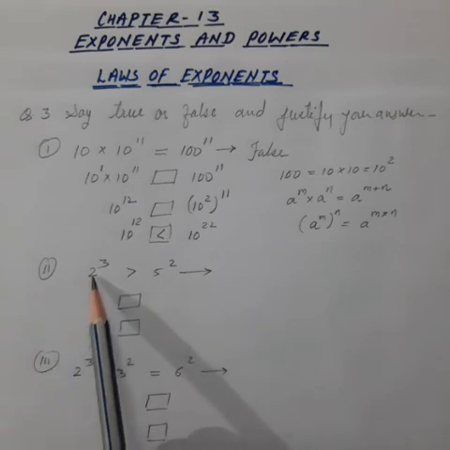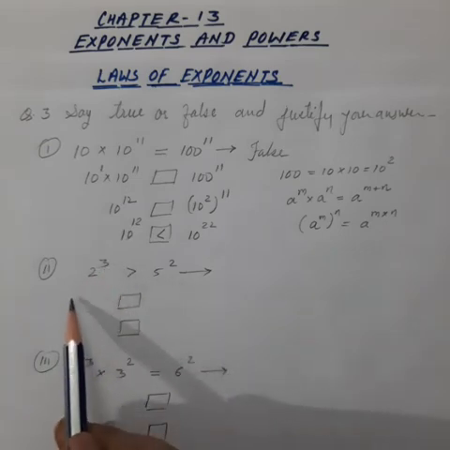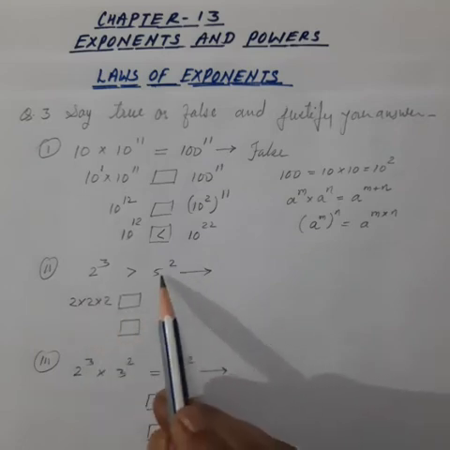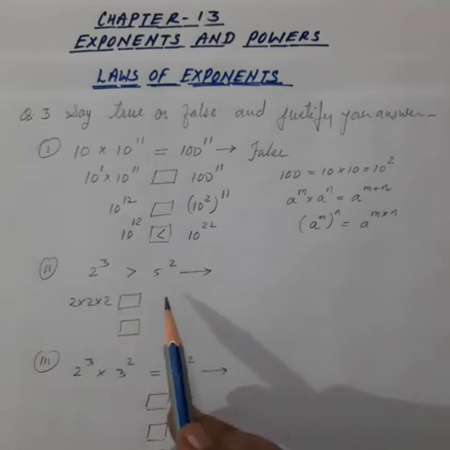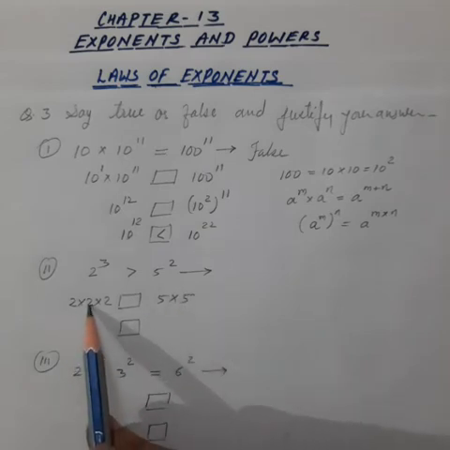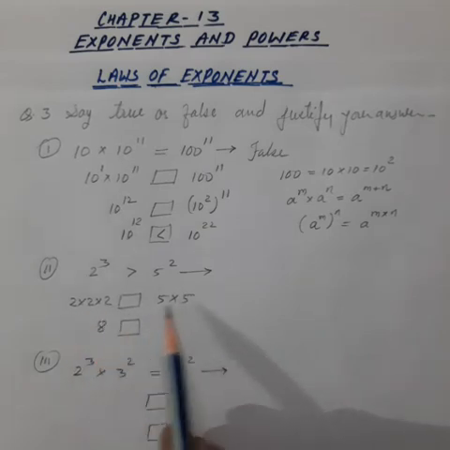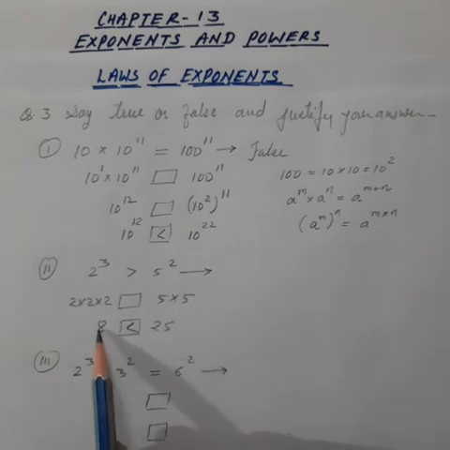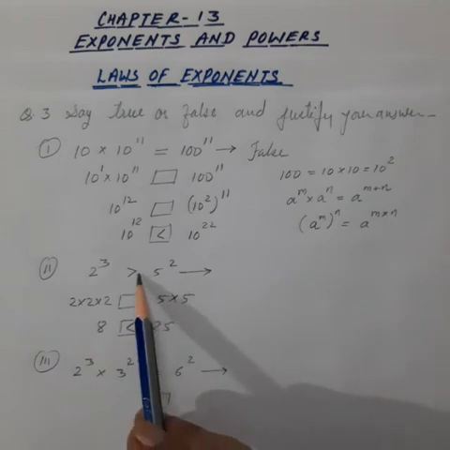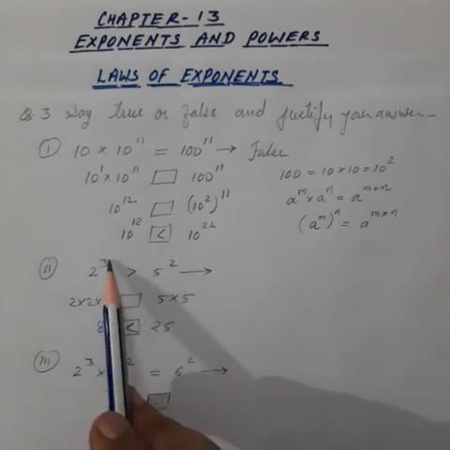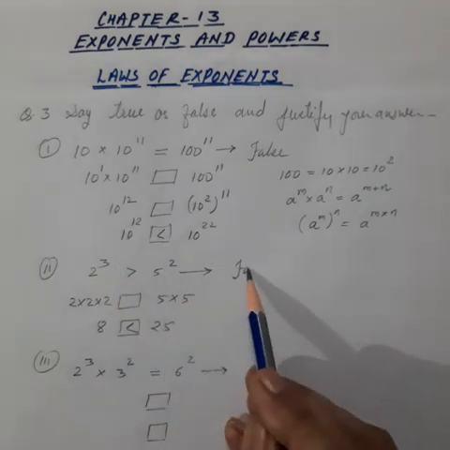Second. Left hand side is 2 cube. That means 2 is multiplied by itself 3 times. Right hand side is 5 square. Means 5 is multiplied by itself 2 times. 2 2s are 4, 4 2s are 8 and 5 5s are 25. 25 is greater than 8. But here it is given 5 square. That means 25 is smaller than 2 cube. So the statement is false.